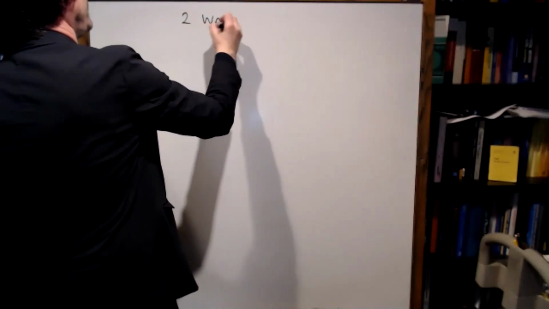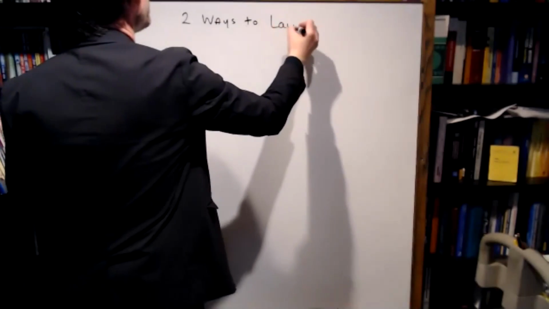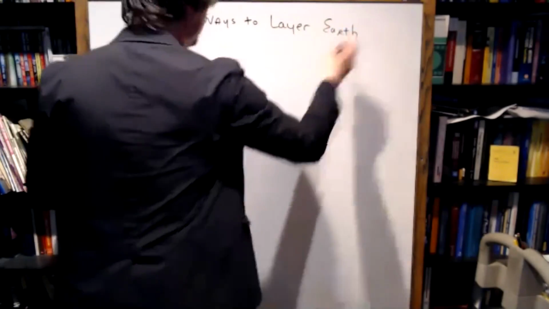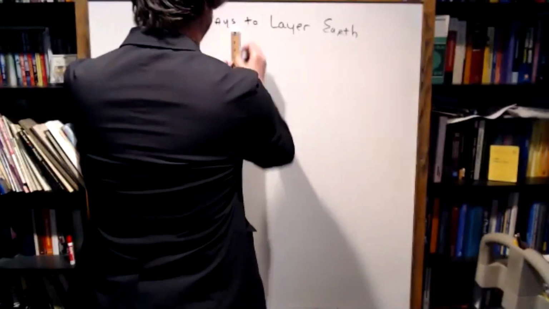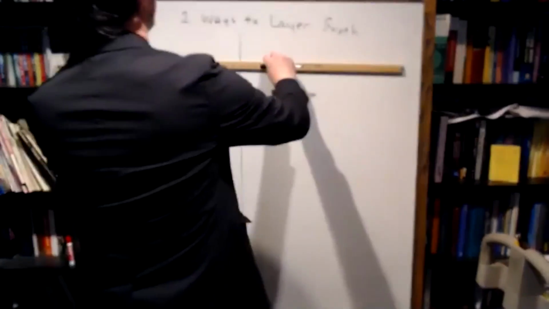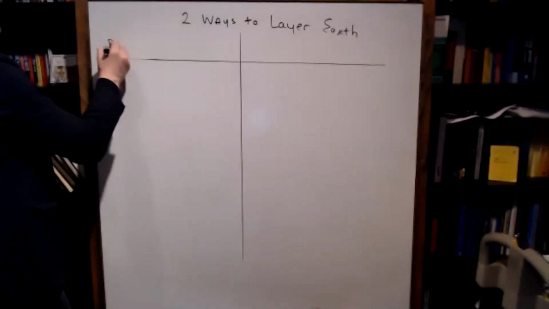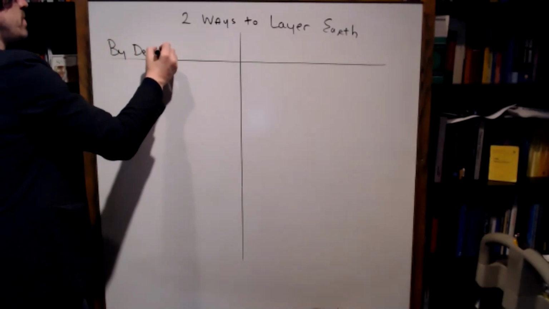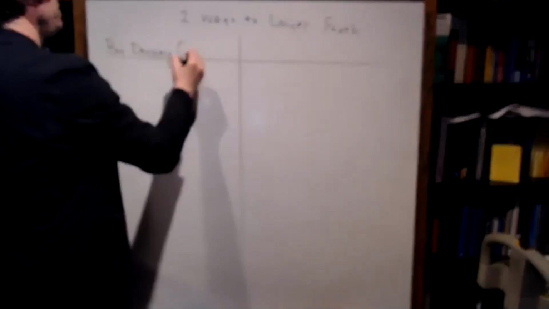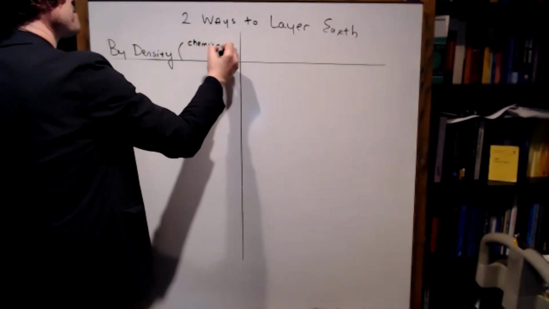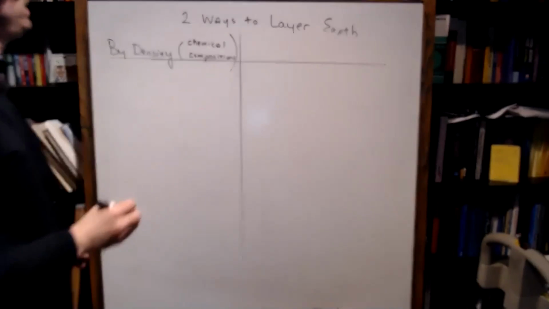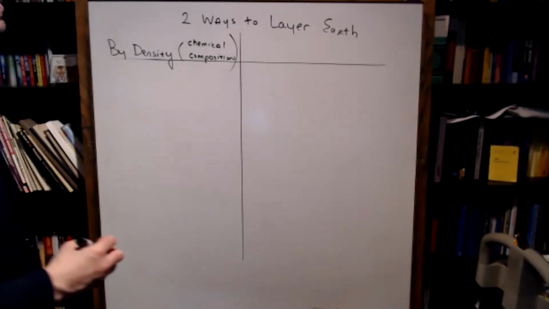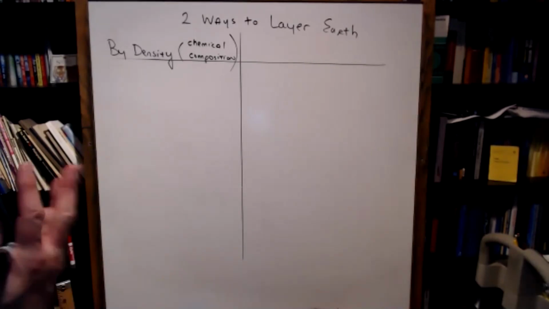There are two ways to layer Earth, or for that matter, any terrestrial planet. The way that you might have learned about in a basic science class in junior high school or something is where you layer Earth by density. And as we just learned, when we layer a planet by density, we are tracing basically the chemical composition. And if we do this, we come up with what is known as the differentiated layering of Earth.